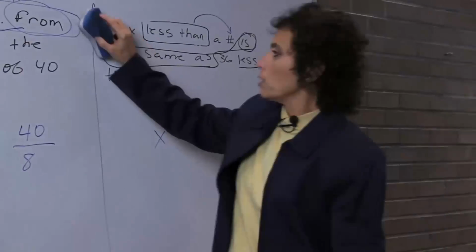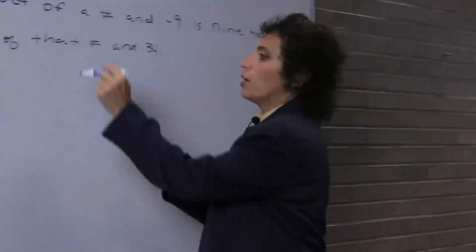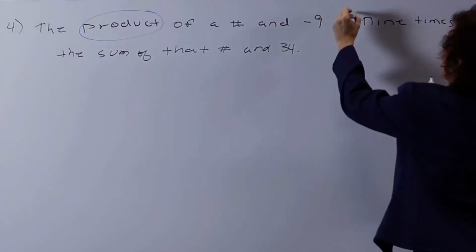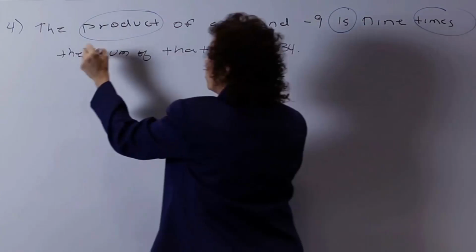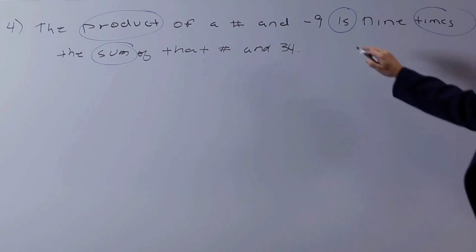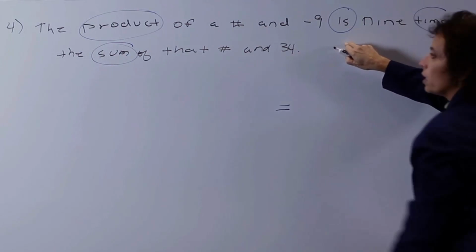All right, let's take a look at the next thing. Okay, this is a big one, isn't it? Let's see what we got here. We have product, is, times, sum. Oh, this is just so much fun. Okay, here we go. Let's find the is. Here's the is again. Let's do everything before the is. So we're going to write the equal down for the is, and here we go.